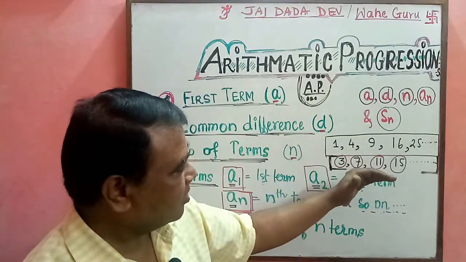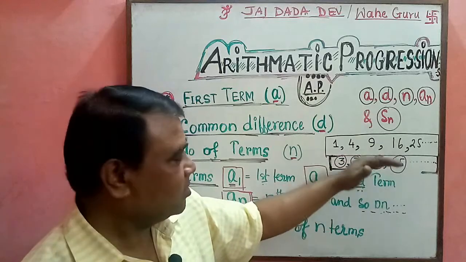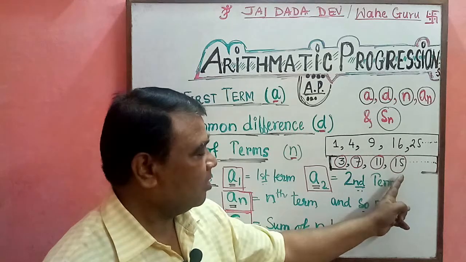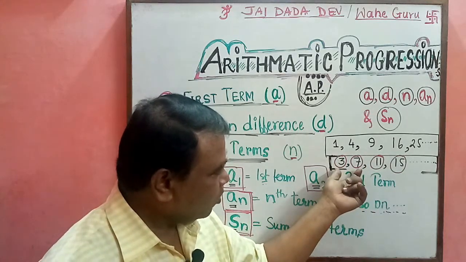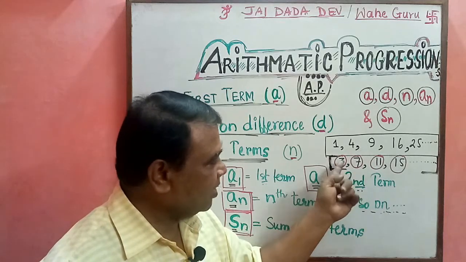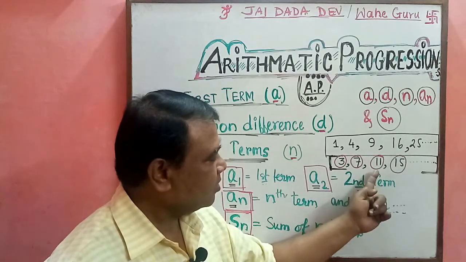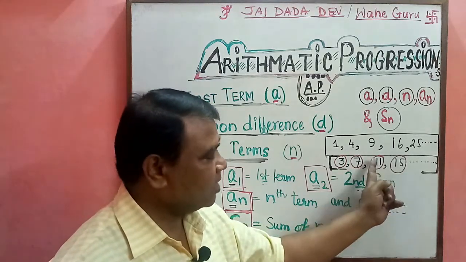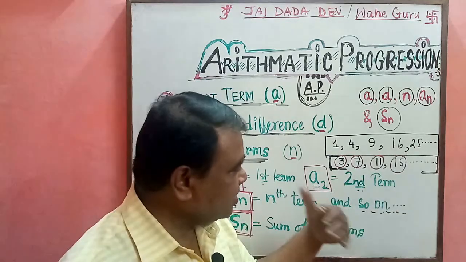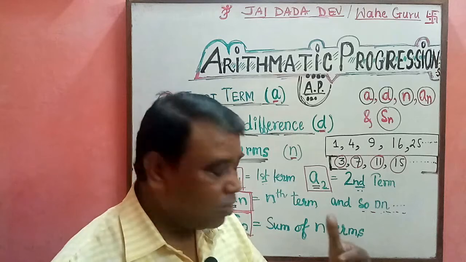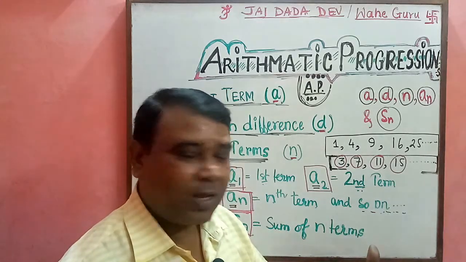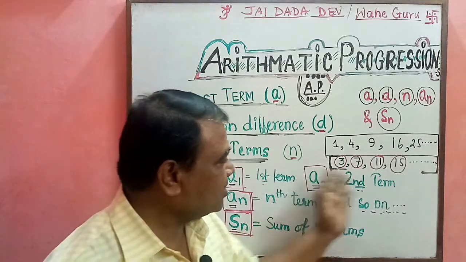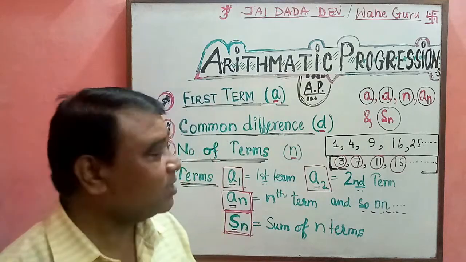There is a difference between these two sequences. Here 3, 7, 11, 15. Here the gap or the common difference between two consecutive numbers: 7 minus 3, 4; 11 minus 7, 4; 15 minus 11, 4. If a sequence series follows this way, if the common difference between two consecutive numbers remains constant, then this sequence series is an AP, arithmetic progression.